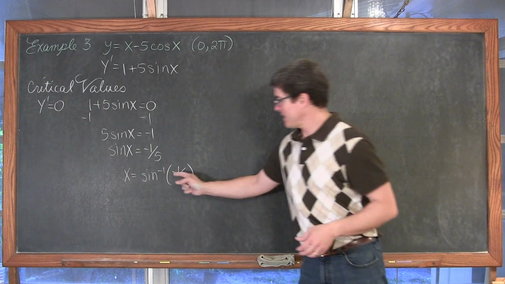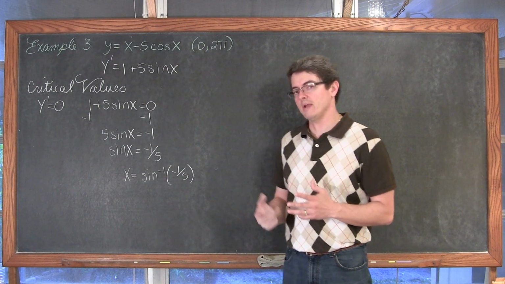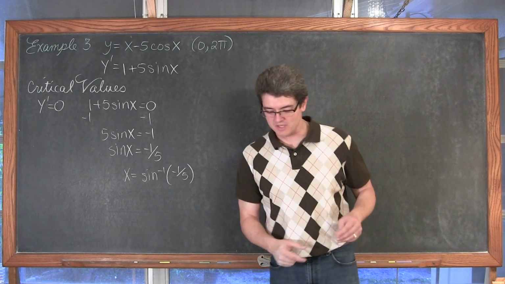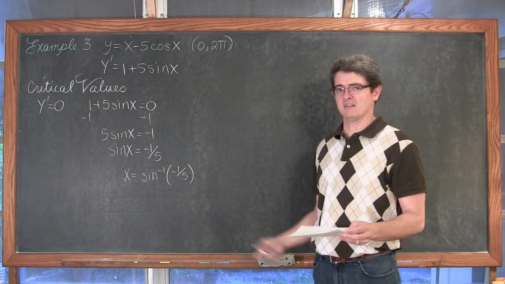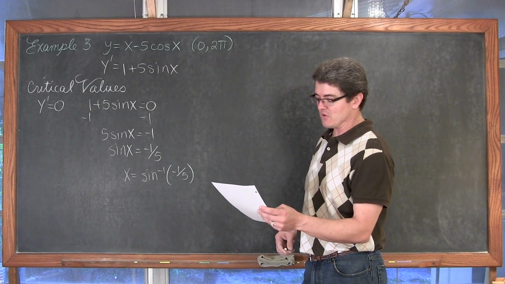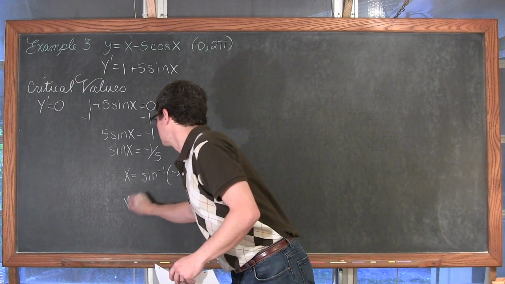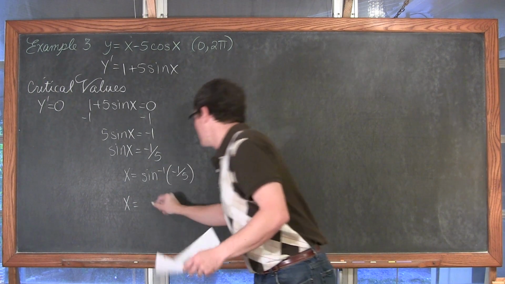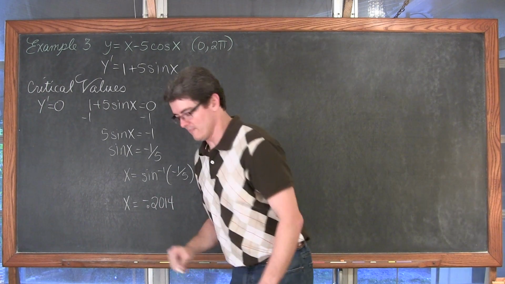But of course, -1/5 is within the standard range of sine, so we are going to get an answer from this. And right off the top of my head, because you know I can do this, I know my whole sine tables in my head. The inverse sine of -1/5 is equal to -0.2014.